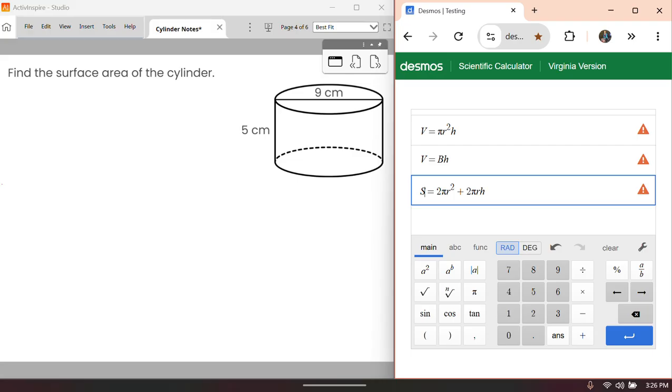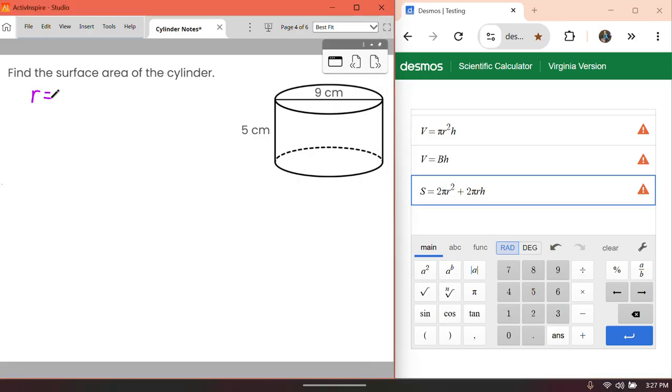My first question says, find the surface area of the cylinder. So if I am looking at the formula for surface area, I see that I need to know a radius and I need to know a height. So I'm going to write those two things down in my notes and then I'm going to see if I can figure them out from my picture. So my height, hopefully you can tell, is 5. It connects to both of the bases with a right angle, just like it does in other shapes. But I don't have a radius.